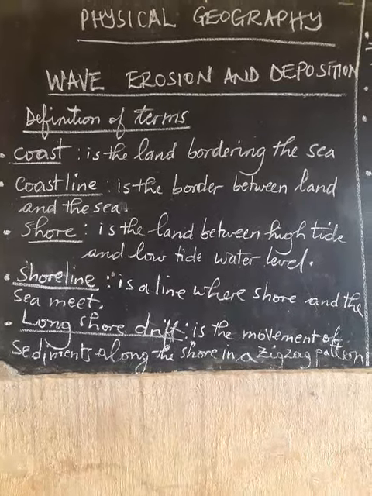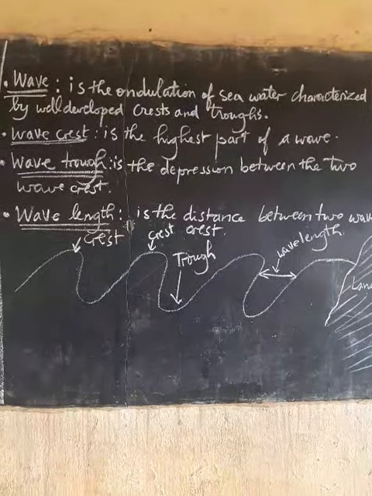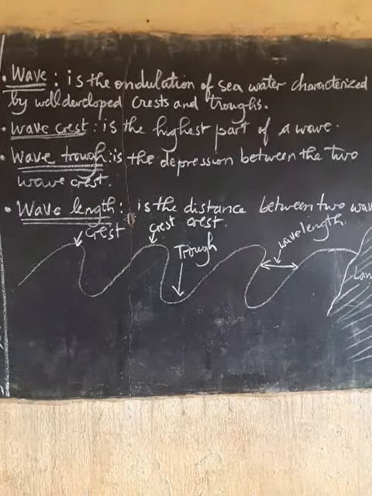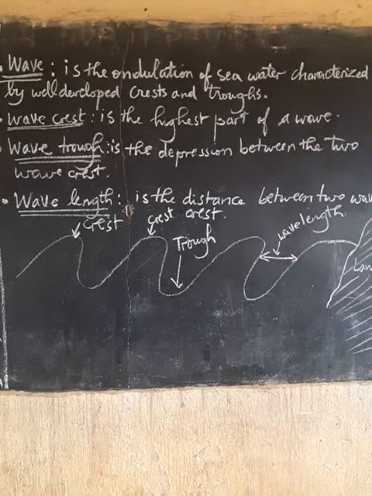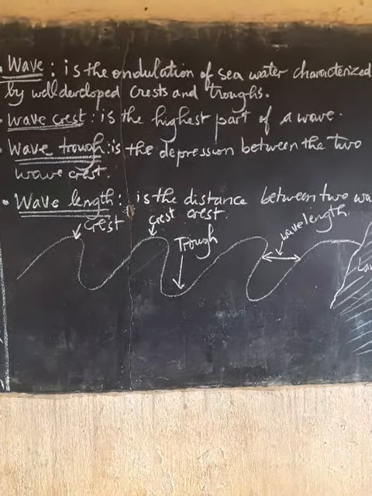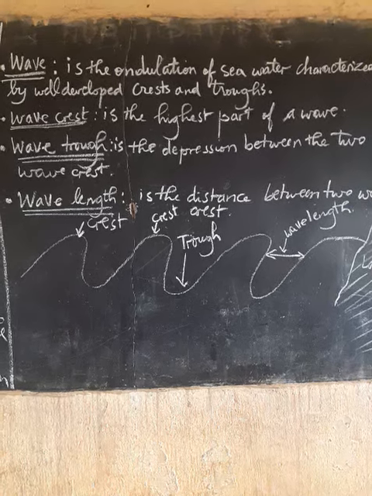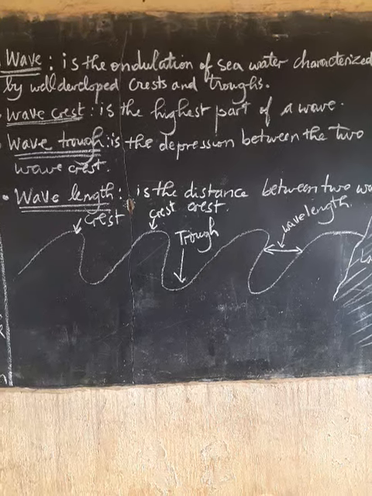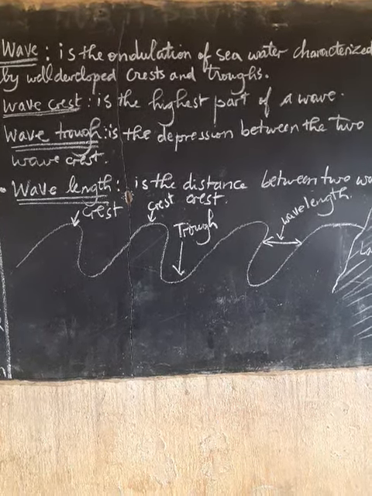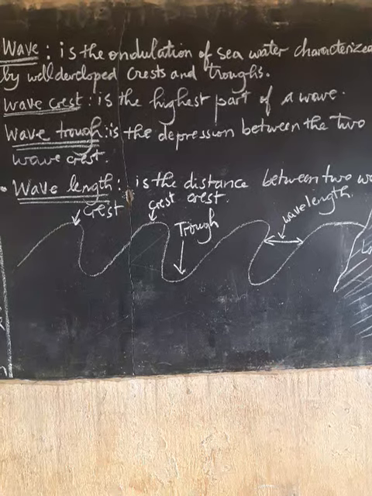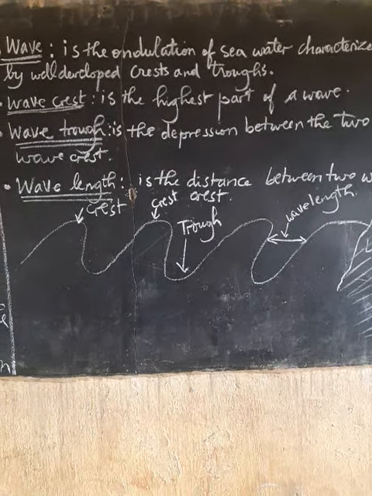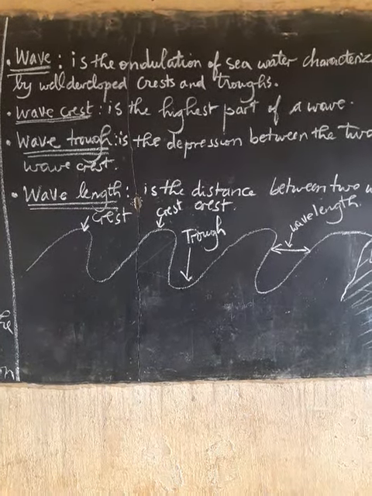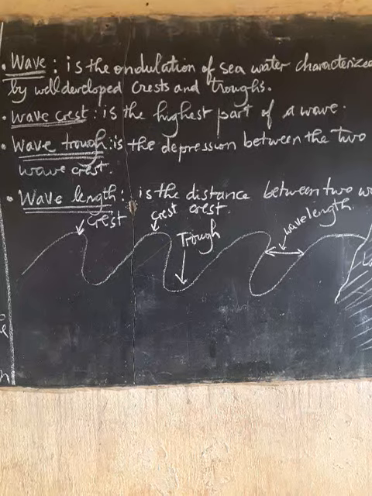Let's go to the next definition of term. A wave, which is our topic of today. A wave is the undulation of seawater characterized by well-developed crests and troughs. So that is the definition of a wave. A wave is when the water of the sea is undulated and is characterized by a crest and a trough. Let's look at a wave crest. A wave crest is the highest point of a wave.